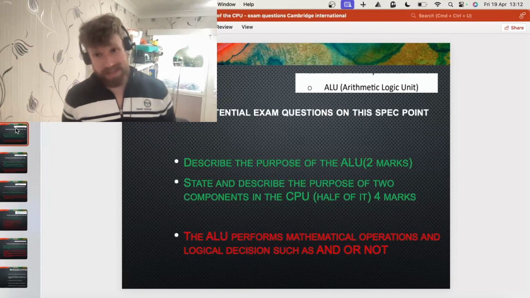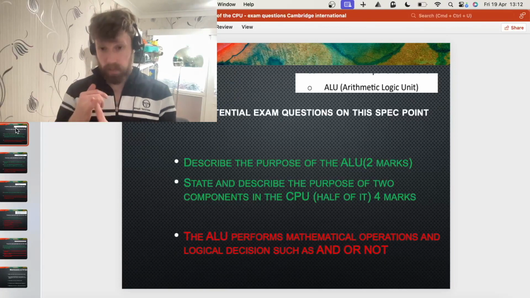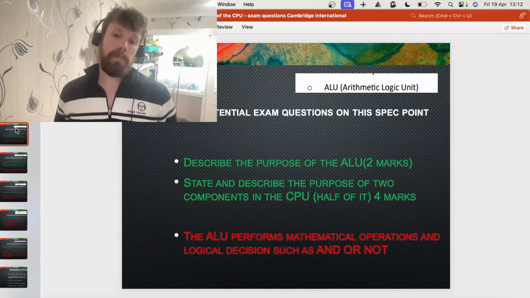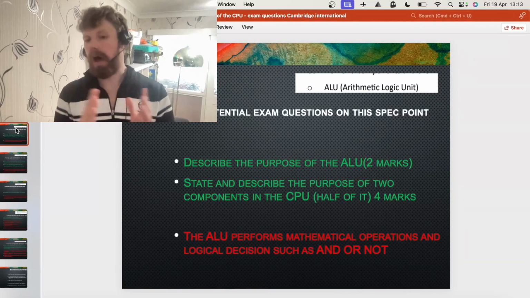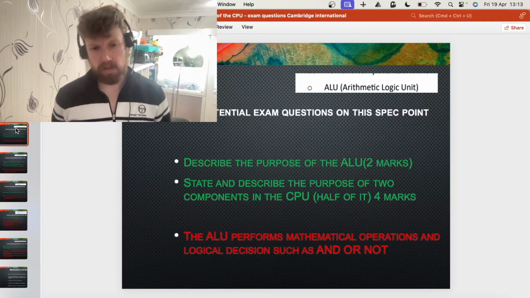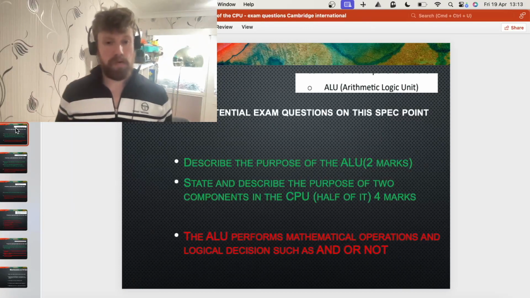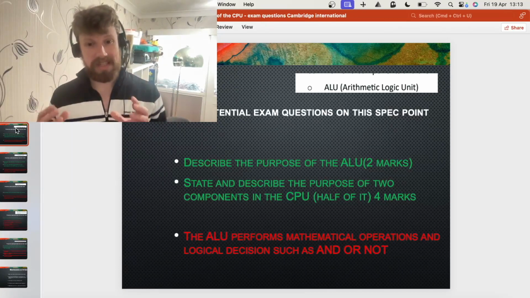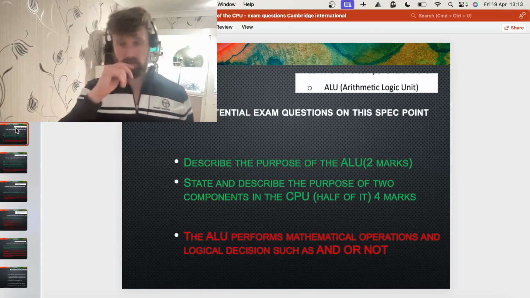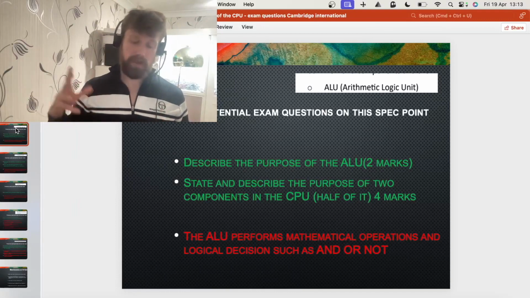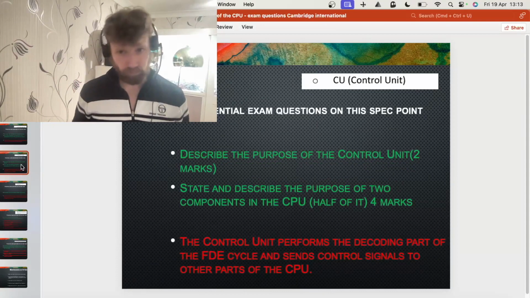The next point is the arithmetic logic unit. Potential questions are describe the purpose of the ALU, or state and describe the purpose of two components in the CPU. This would be half of those marks, so 2 out of the 4 marks. The ALU performs mathematical operations, but also performs logical decisions such as AND, OR, and NOT. Everybody gets the first mark, but they always forget the second part. Make sure you use both of those to get full marks on this question.